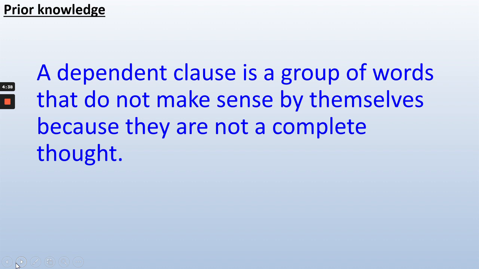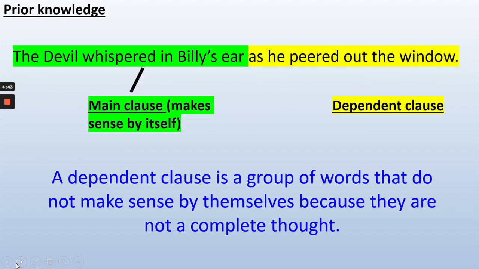Fantastic. So let's remind ourselves about dependent clauses. The devil whispered in Billy's ear as he peered out the window. In green is the main clause. It makes sense by itself and is a complete thought. The devil whispered in Billy's ear. As he peered out the window is the dependent clause. That doesn't make sense by itself. It's not a complete thought by itself.